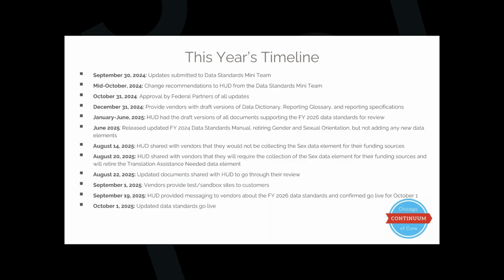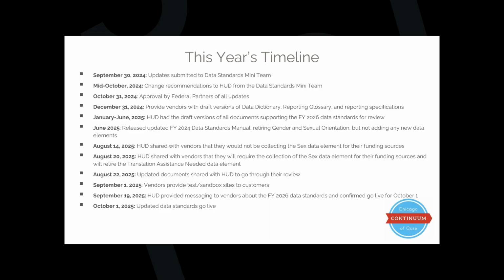August 14th of 2025, HUD shared with vendors that they would not be collecting the sex data element for their funding sources. So August 14th, any projects funded by HUD, it was under the impression that none of their funded projects would need to collect this data element. On August 20th, HUD shared with vendors that they will be requiring the sex data element to be collected for their funding sources. And in addition, are going to be retiring the translation assistance needed data element.